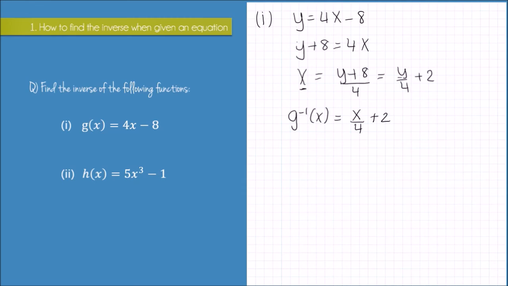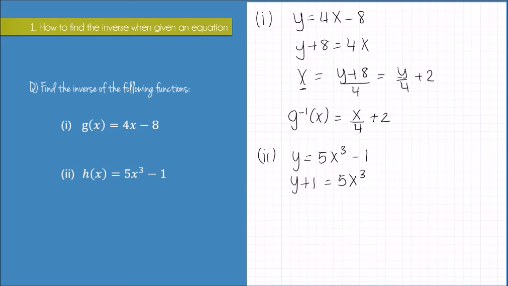So I'm going to do the exact same thing for my cubic function h to find its inverse. So I'll use the y equals notation again. y equals 5x cubed minus 1, and I need to get x on its own on the left-hand side. So I'll bring over the minus 1 first. y plus 1 equals 5x cubed.